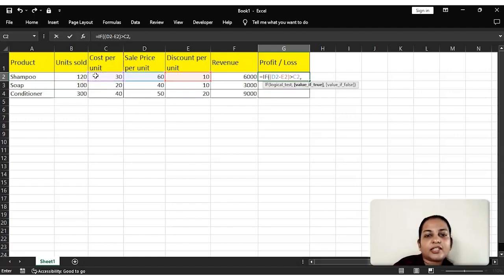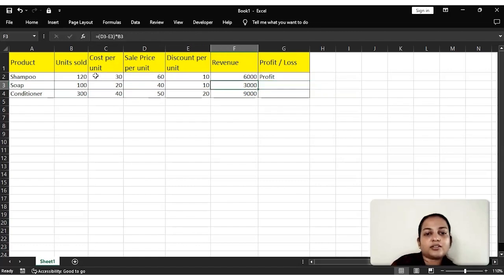Now when I'm finished with my test, I need to give the true value. So if it is true, let me display it as a profit. If it is not, then for the false part, I'm going to mention loss. There my function is done. I close the bracket. So you can see how the brackets are matching. Press enter, you can see it's giving profit.